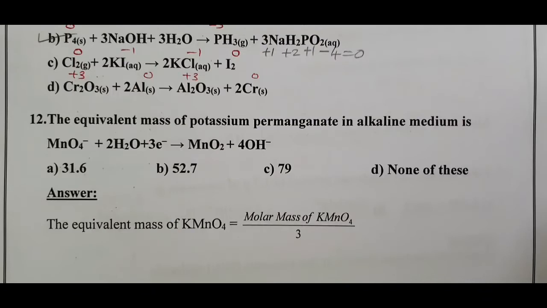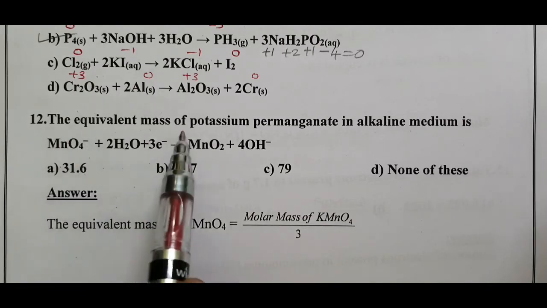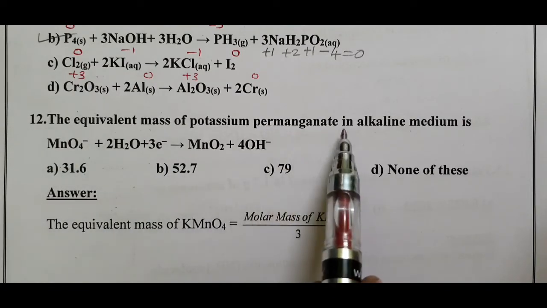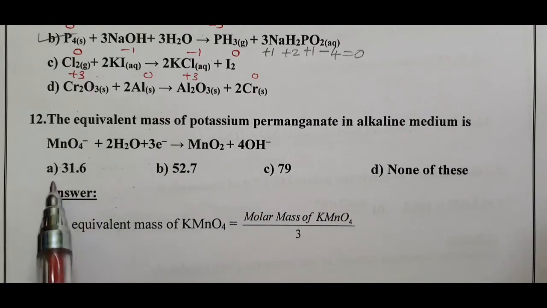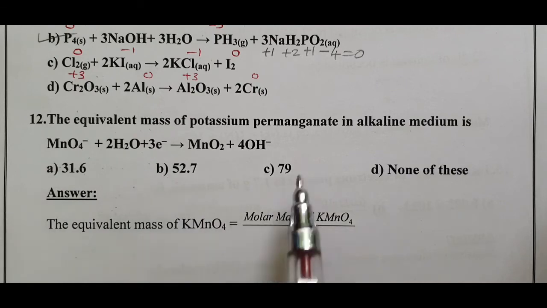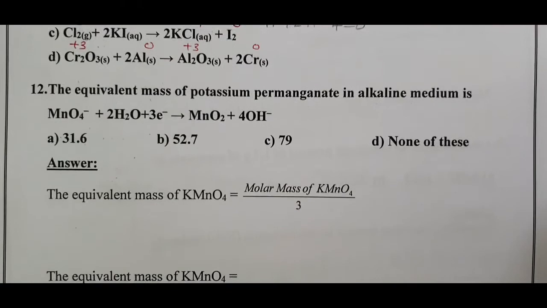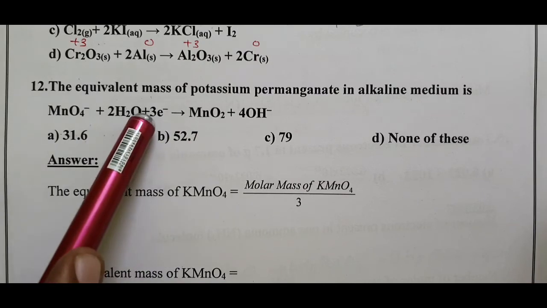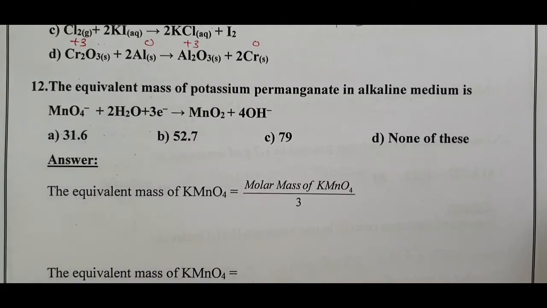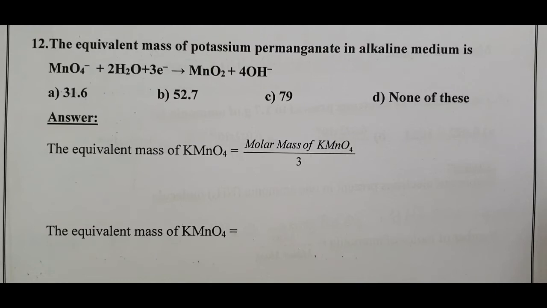Come to question number 12. The equivalent mass of potassium permanganate in an alkaline medium. The equation is given here. The options are 31.6, 52.7, 79, none of these. Now, the equivalent mass of potassium permanganate equals the molar mass of potassium permanganate divided by the number of electrons involved in this reduction reaction. Potassium permanganate's molar mass we have to find out first.